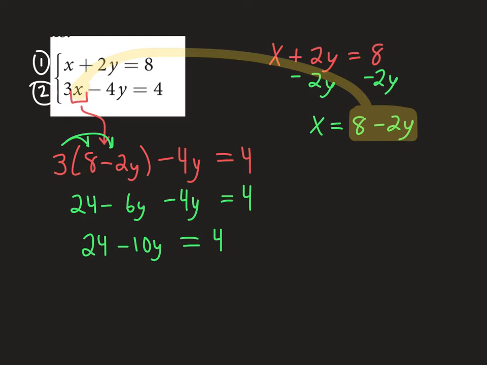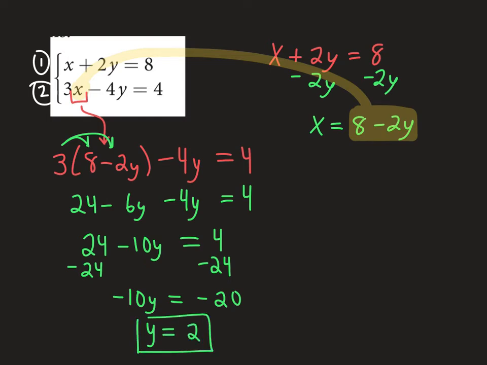Okay, and then we could go ahead and keep going by subtracting 24 from both sides. So negative 10y equals negative 20. Okay, divide by negative 10, y is going to end up equaling 2. Okay, so we got our value for y.